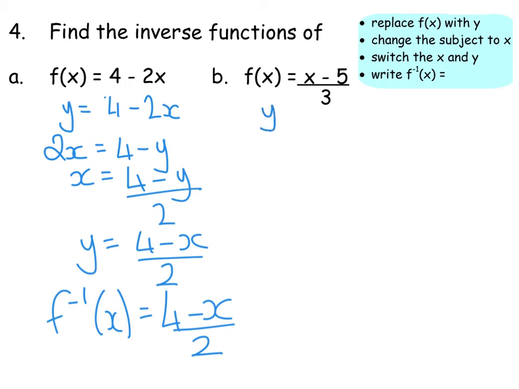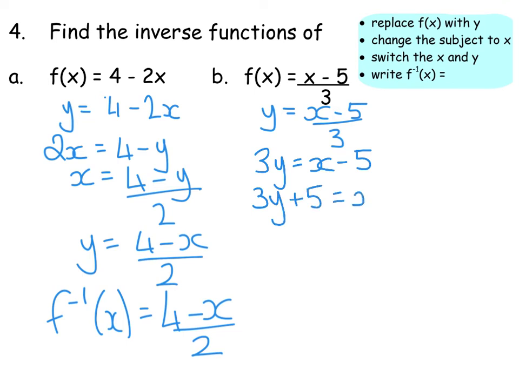So we're going to change the f of x to a y. We're going to now change the subject to x. We need to undo the divide by 3 and make that a times 3. I'm going to take that 5 over, so that will be 3y plus 5 equals x. Then we switch the x and the y, so that's 3x plus 5 equals y.